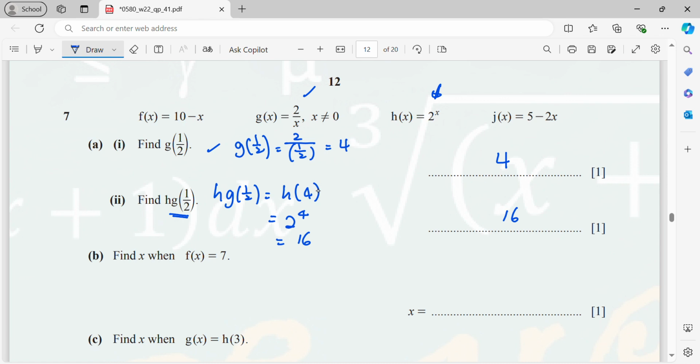Part b, find x when f(x) is 7. So 10 minus x, that is my f(x), equals 7. To find the x, the minus x moves to the other side, and then the 7 moves to the left side. Therefore, my x is 3.